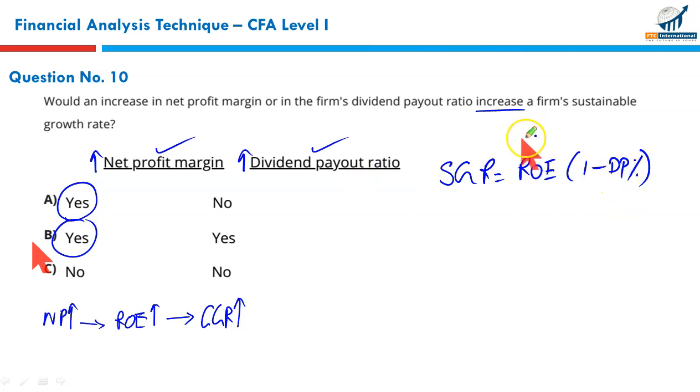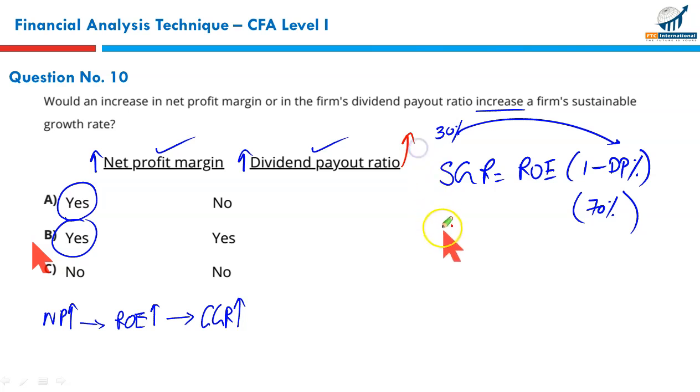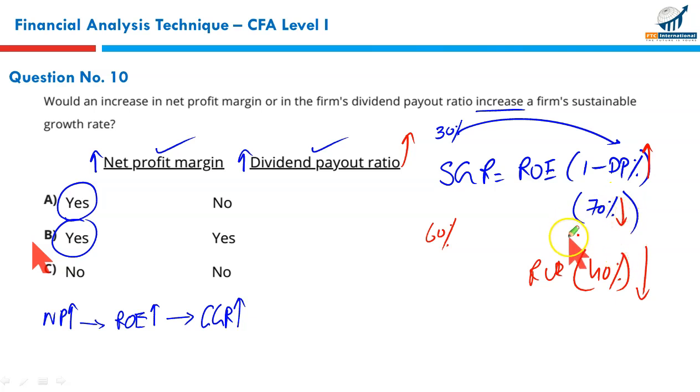Dividend payout ratio means, let's say you distribute 30% of your earning to your stockholders, which means what you retain, retention ratio is 70%, right? Now let's say if your dividend payout ratio has been raised to 60%, that will leave only 40% of retained profits, so your sustainable growth rate will fall. So if you pay out more, if the dividend payout ratio is increased, your retention rate goes down. When your retention rate goes down, your sustainable growth rate falls.